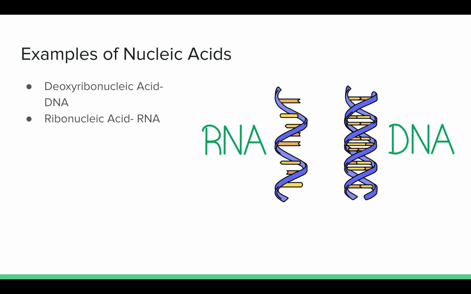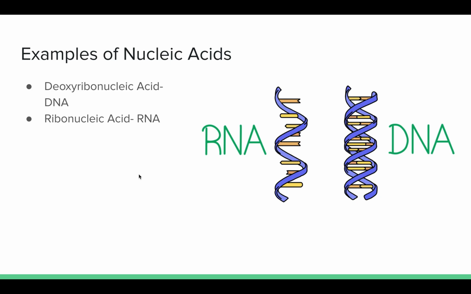The examples of nucleic acids. There are only 2 examples of nucleic acids in the human body. We have deoxyribonucleic acid, which you can see here in the picture is the double helix. When we break down this word, you'll see that the deoxyribo part of the word contributes to the D. The nucleic part contributes to the N. And then the acid part contributes to the A. So that's why we call it DNA, because it is made out of deoxyribonucleic acid.